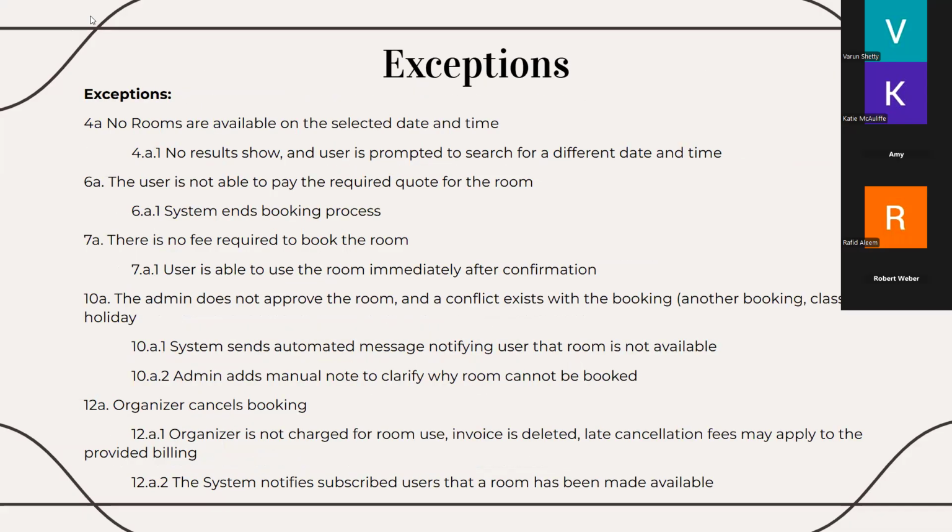If the user is shown fees during their booking and cannot pay, the process ends there. If there's no fee, the user is automatically guaranteed access. And finally, if the organizer cancels their booking, their invoice is deleted, late fees are assessed, and the system notifies users who are opted in of a new room being available.